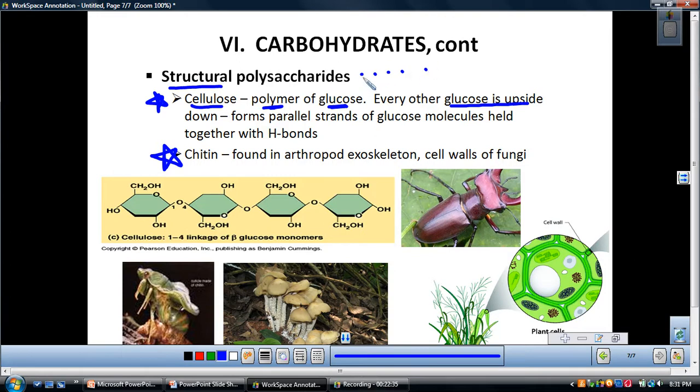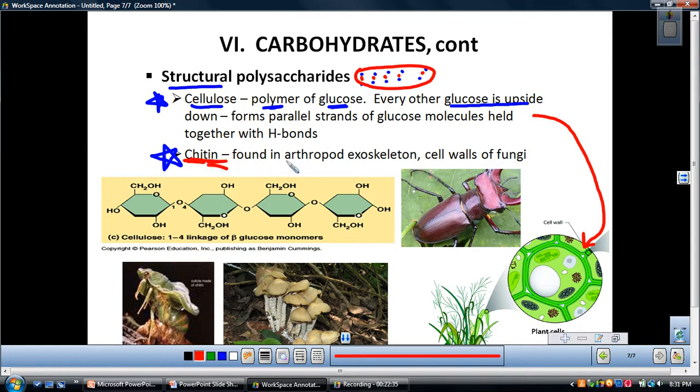Okay, so watch my dots. If that's glucose, glucose, glucose, glucose, glucose, I have another glucose, glucose, glucose, glucose, glucose, and these are, I'll change the color to red, hydrogen bonded, hydrogen bonded, hydrogen bonded, and that makes this a more structural basis, which is why it's found in the cell walls of plants. So if you look right here, there's the cell wall. Makes it look like that rigid structure in plants because it's got this polymer of glucoses that are hydrogen bonded together in parallel strands.